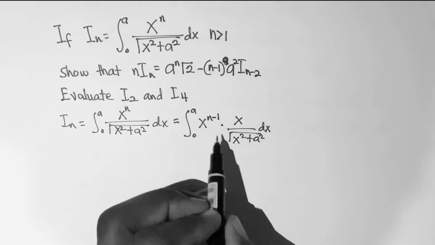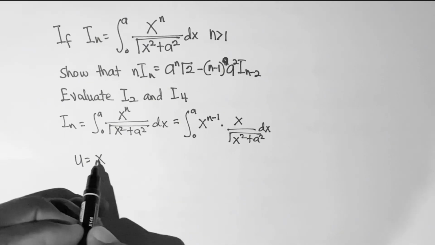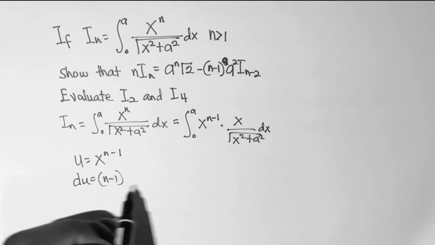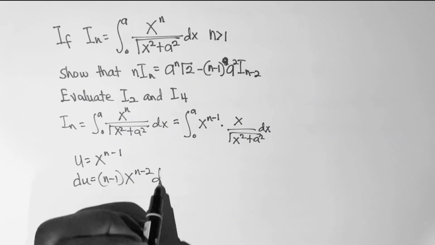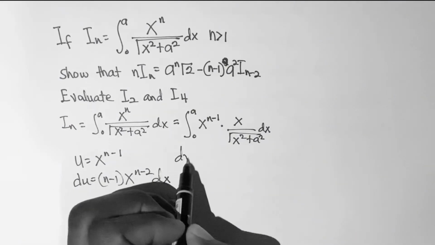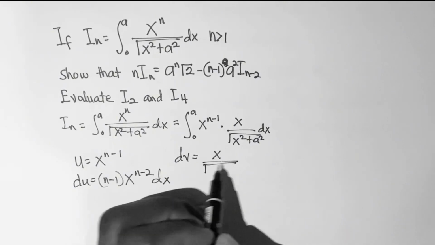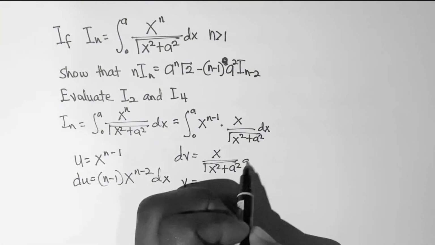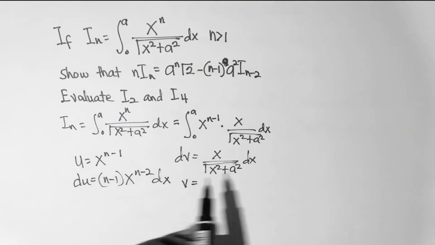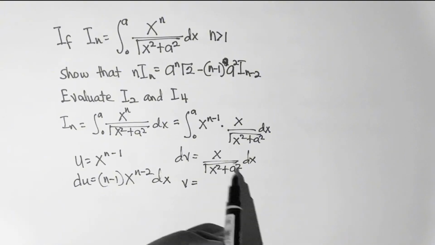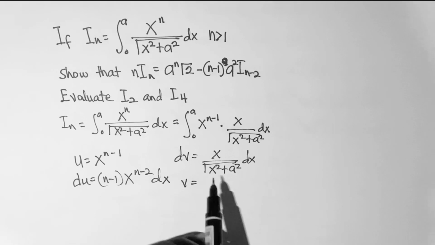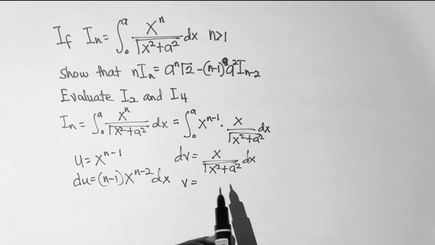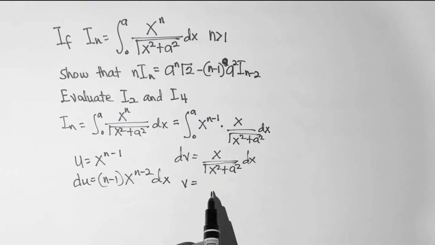So in this case, we can let u equal to x exponent n minus 1. So du is equal to n minus 1 will come down, x exponent n minus 2 dx. Then dv is equal to x divided by square root of x squared plus a squared dx. So v is equal to, now if you integrate this, you see that if you differentiate what is in the square root, it's 2x, and we'll get something which is similar to what is on the numerator. But then I've already done a video on how to integrate rational functions.